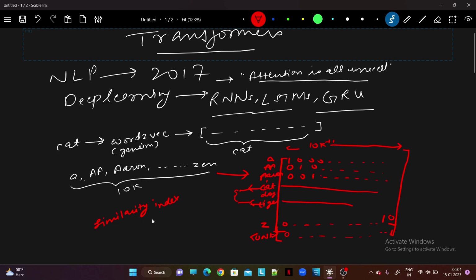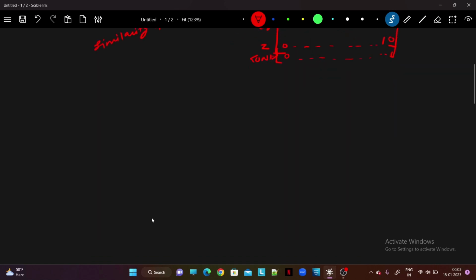Okay, so that's the whole idea of vectorization. And why do we do vectorization basically? Because our neural networks take only numbers as input. They can only learn from numbers, right? That is why they take vectors as input. So now coming back to RNNs, LSTMs, and GRUs.